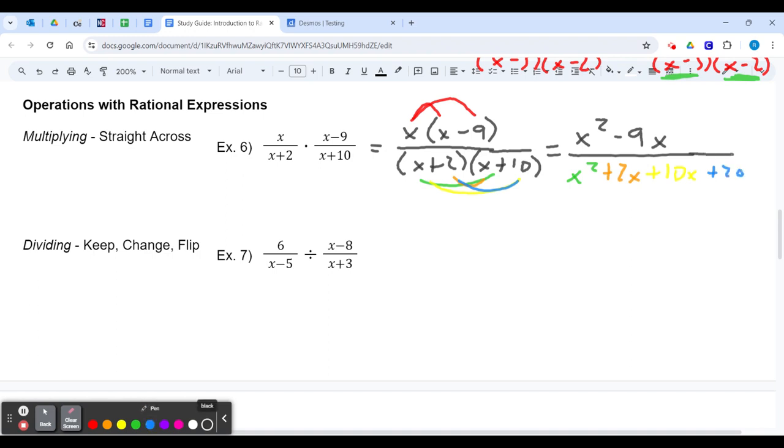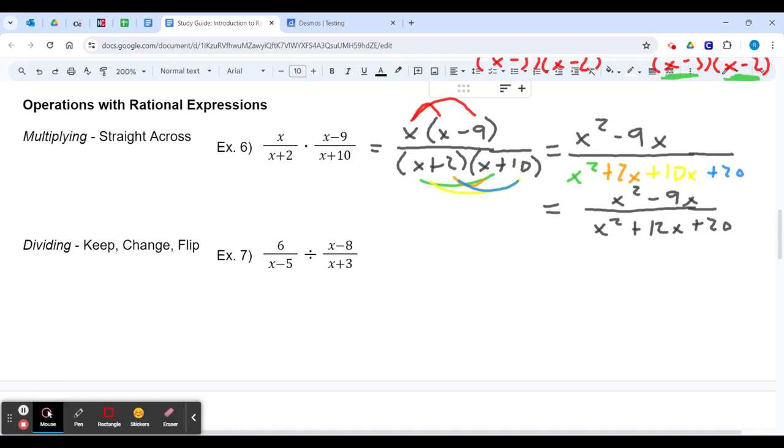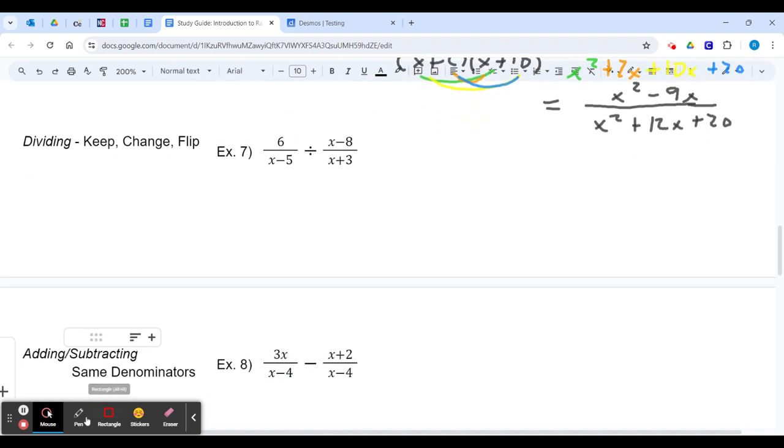And then I can simply combine like terms to get my final expression, where I have x squared plus 12x plus 20 on bottom and x squared minus 9x up top. Some of our answers might be just written in factored form, however, so depending on the question and the context of the problem, just be on the lookout for that.